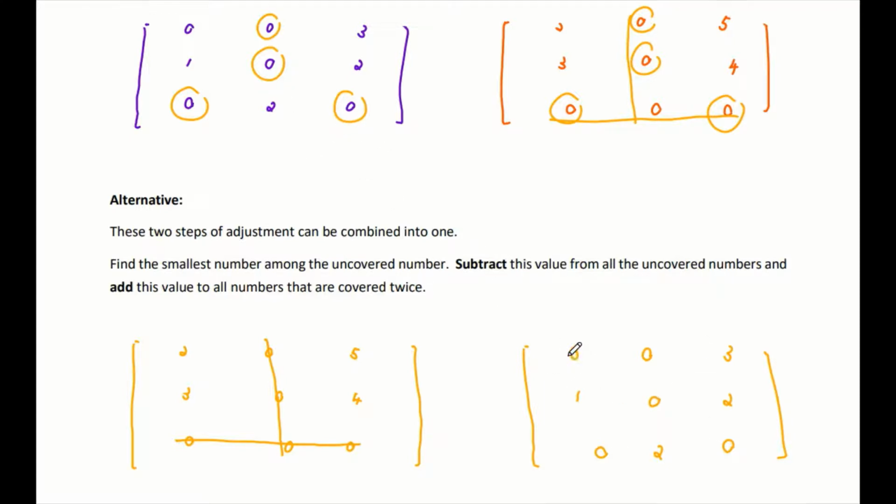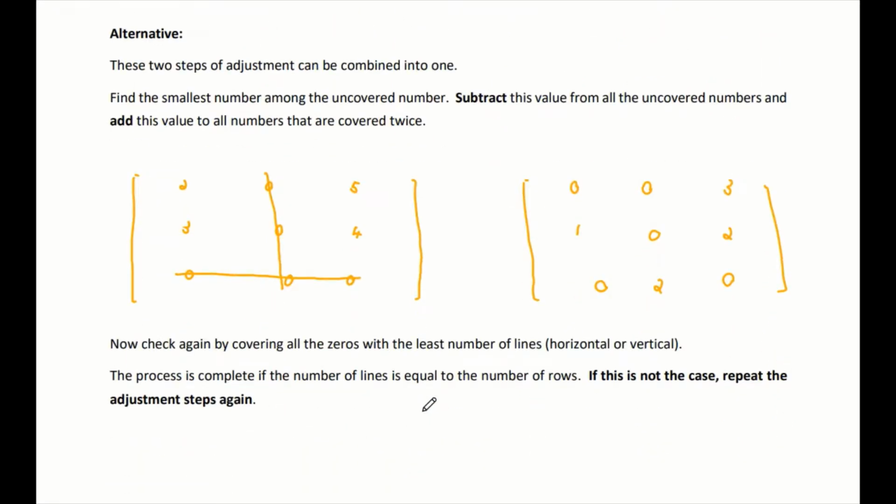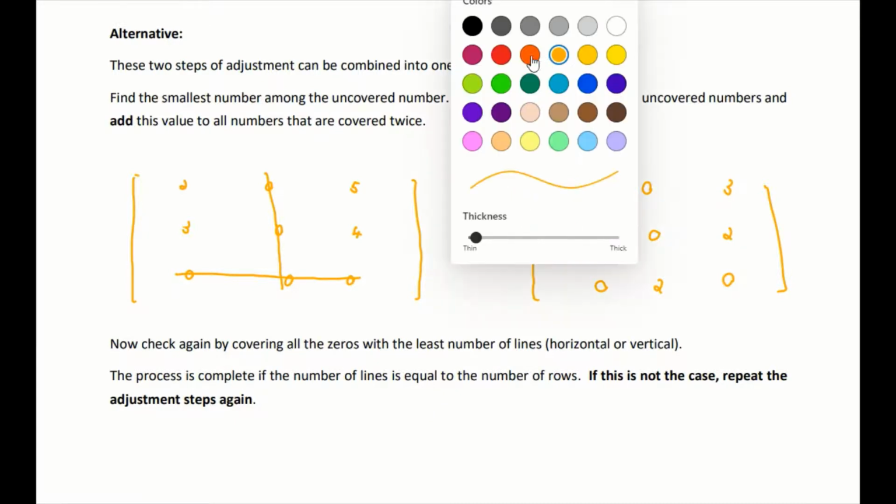So you do not need to do the two step just now. So just try to do this. Find the smallest value among the uncovered numbers, subtract the value from the uncovered numbers, add the value to the number that is covered twice, and the other numbers remain the same. Alright, so after you do the adjustment, you will check again by covering all the 0s with the least number of lines again.